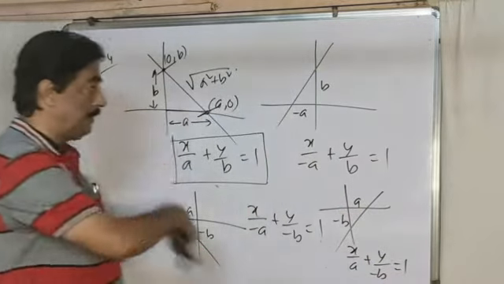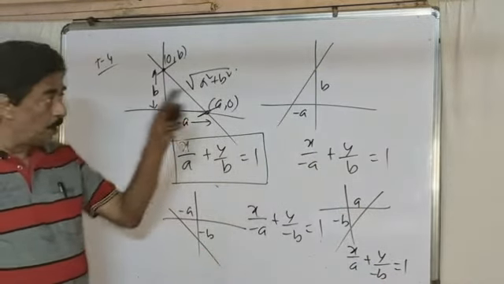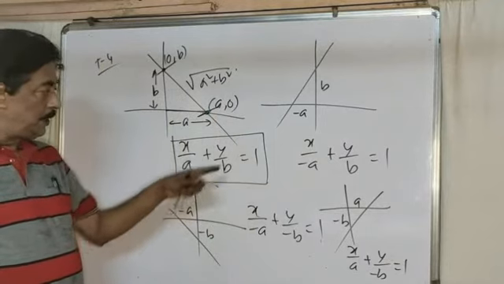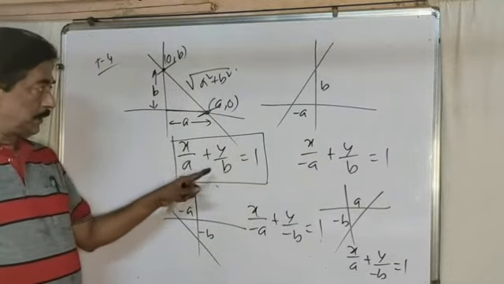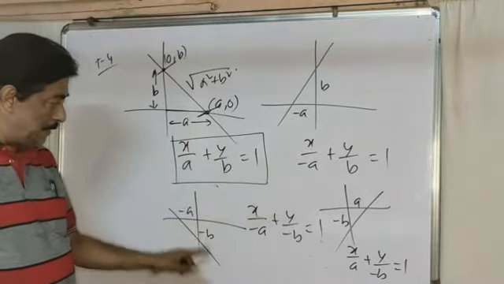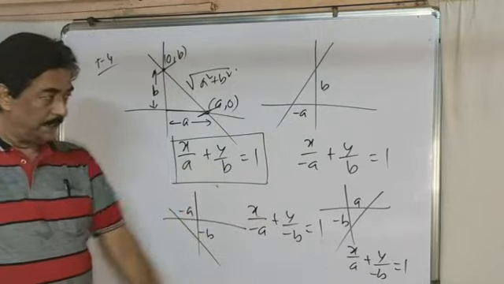Remember the style. Remember the form. The intercept form of a straight line is x by a plus y by b equals 1. It is for a positive, b positive. Here, a negative, b positive, I write this. Here, a negative, b negative, I write this. A positive, b negative, I write this.